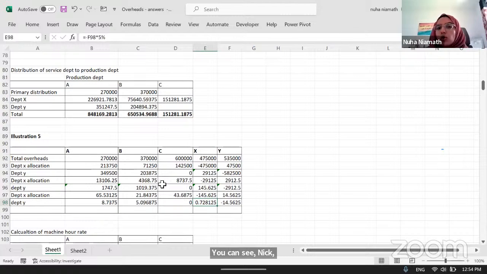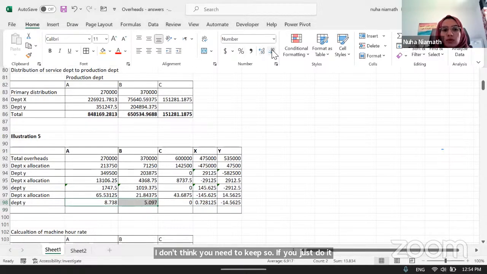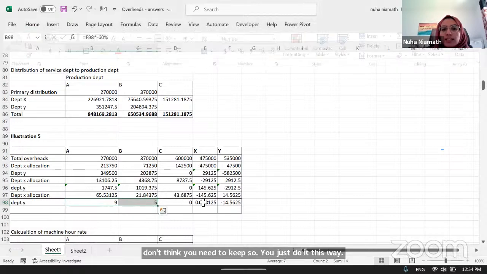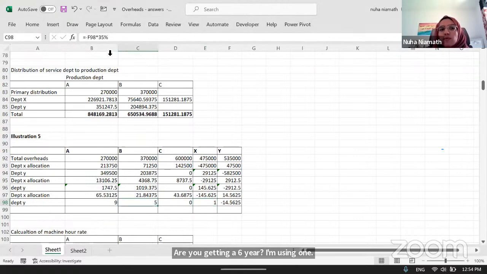As good as 0. So what we can do is adjust this 0.72 into 5.096. Ideally, I am doing this in Excel so we can see that the amounts are having a lot of decimal places. But ideally, I don't think you need to keep so many decimals if you just do it this way. So you're getting a 6 here and you're getting a 1 here, correct? So what you can do is transfer this 1 to 5.